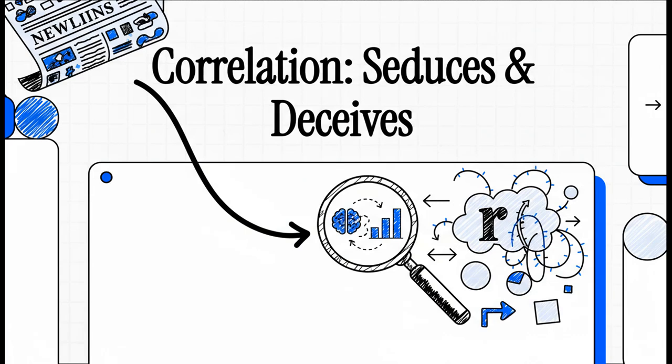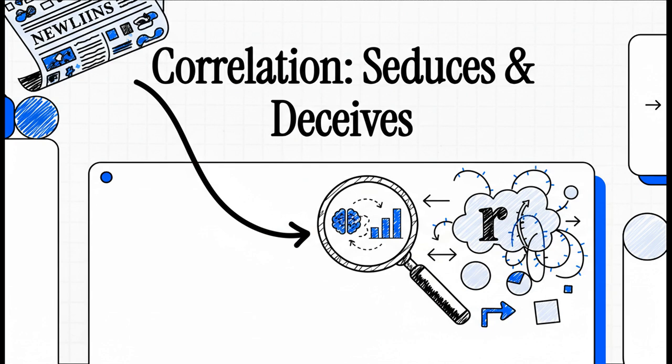You've seen the headlines, right? "Study shows a link between X and Y," and it's all based on this one single number. Well, that number is usually the correlation coefficient. And let me tell you, it's powerful, it's persuasive, and it can be incredibly deceptive.